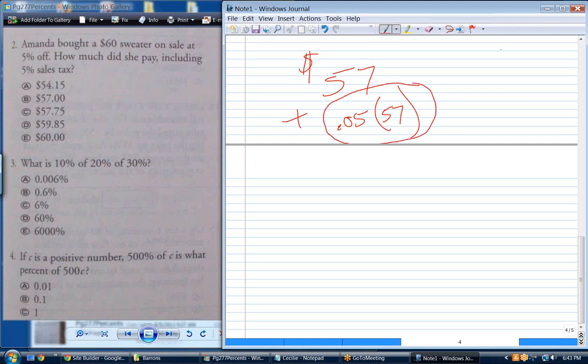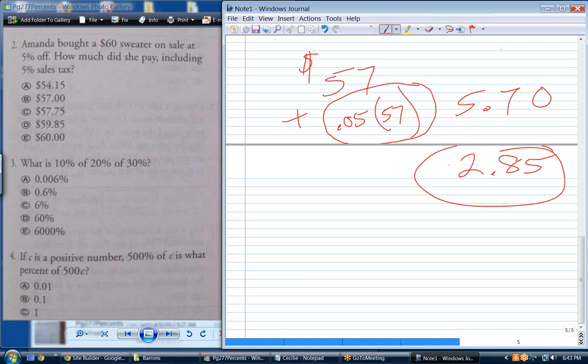An easy way to do that, at least the way I would do it, is I know what 10% of 57 is. It's $5.70. So 5% is half that number, which is a little harder to come up with, but not really. $2.85. So there's my sales tax. Yeah, the answer is D. I did it right. I just wrote 67 instead of 57, which kind of makes a difference.